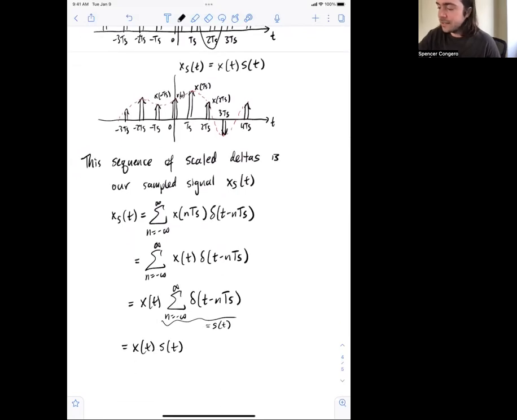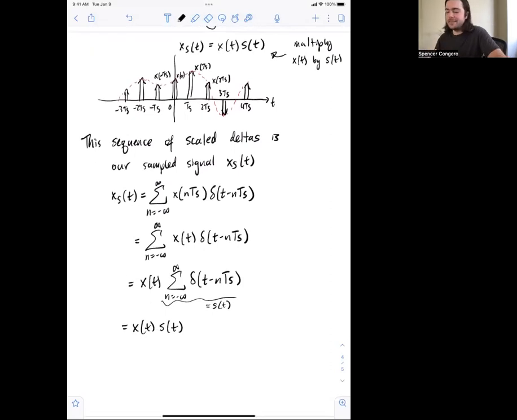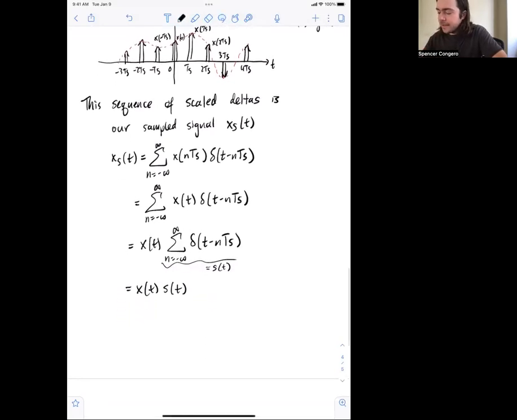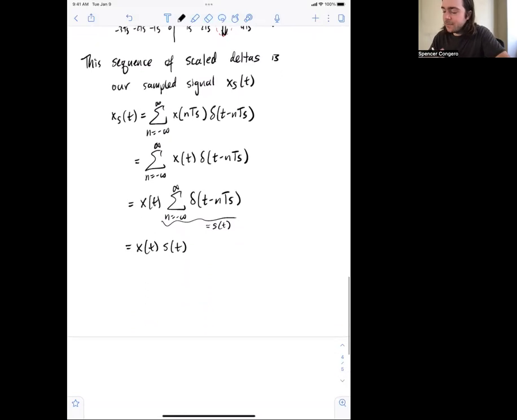It's just a product. So we just want to multiply x of t by the impulse train s of t. That's how we sample. Isn't that really nice? So impulse trains are really useful. This is a nice, clean answer. Okay, so that's great. So that's what's happening in time with our impulse train.